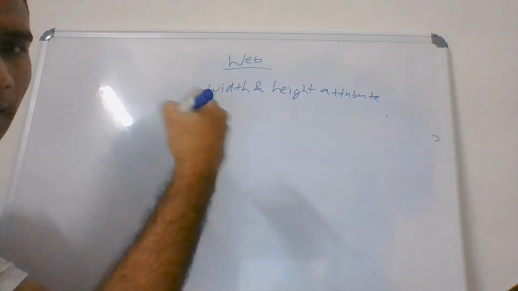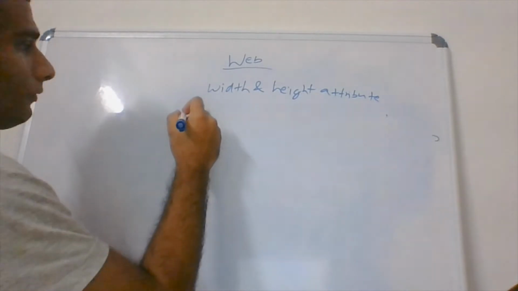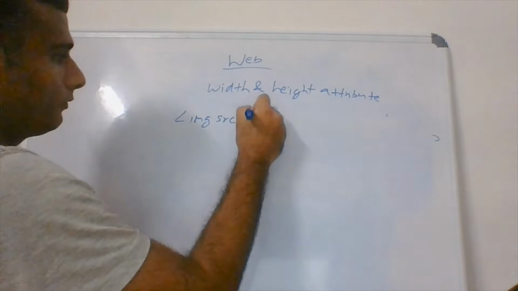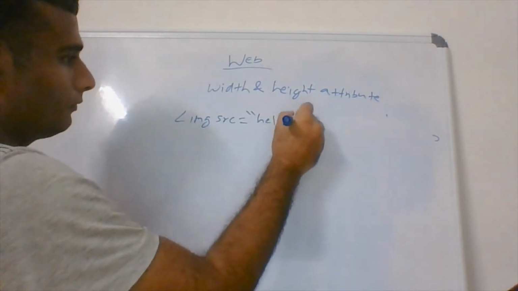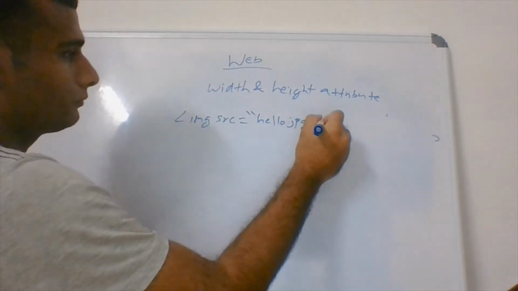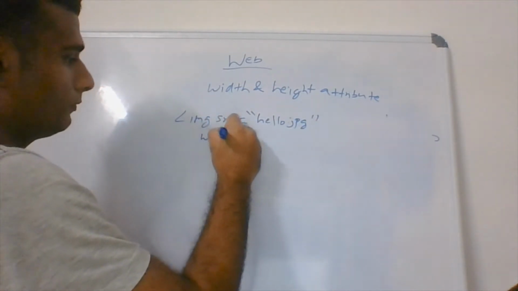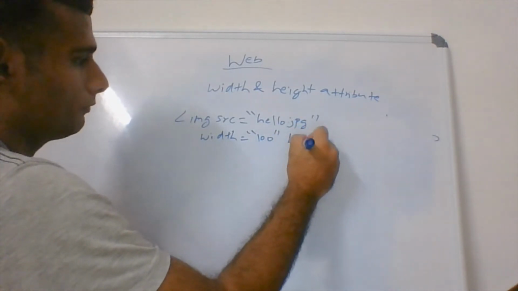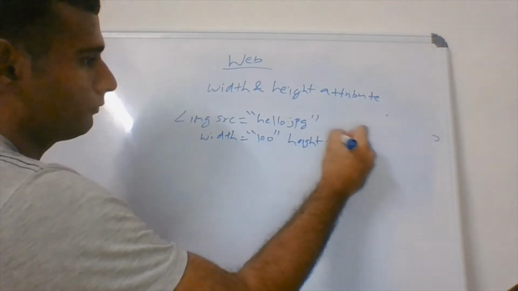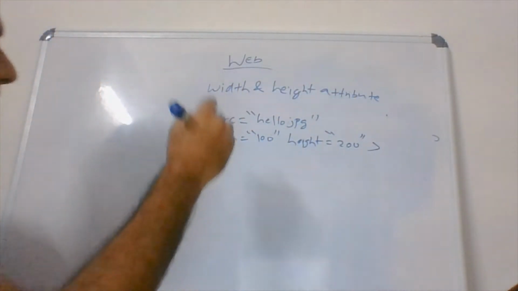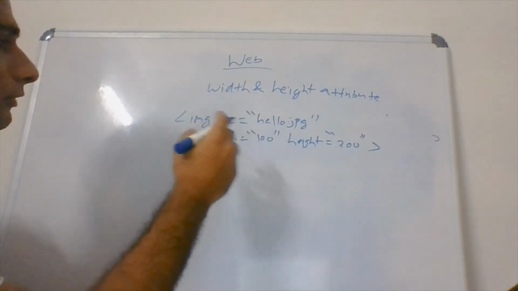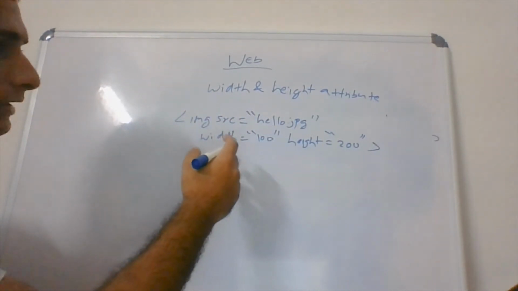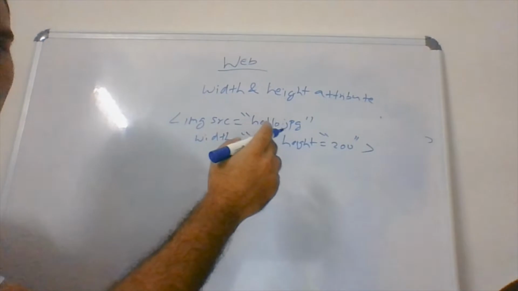Next attribute is width and height attribute. So this is an example of a width and height attribute for specifying the width and height of the image. Here we can see that width is set to 100 and height is set to 200.